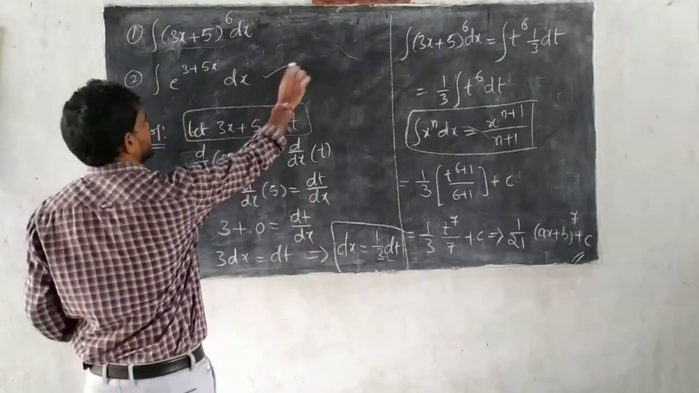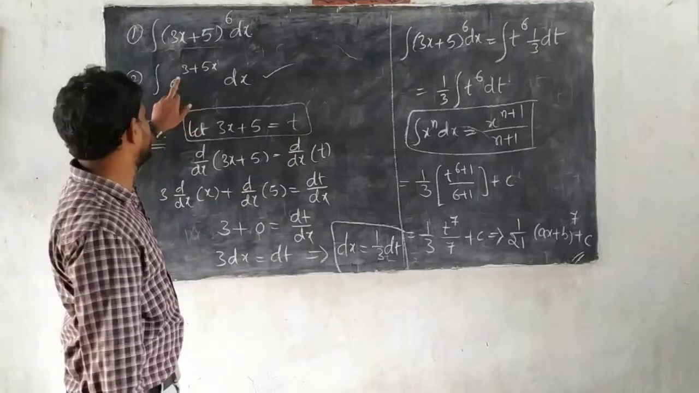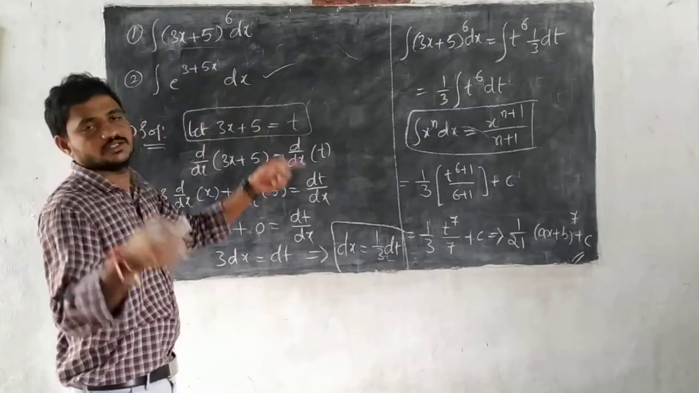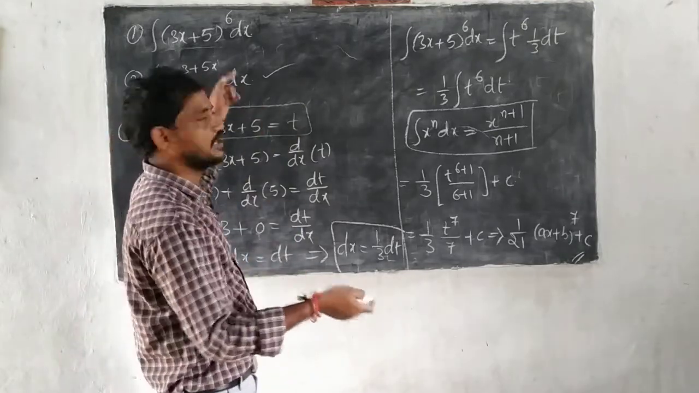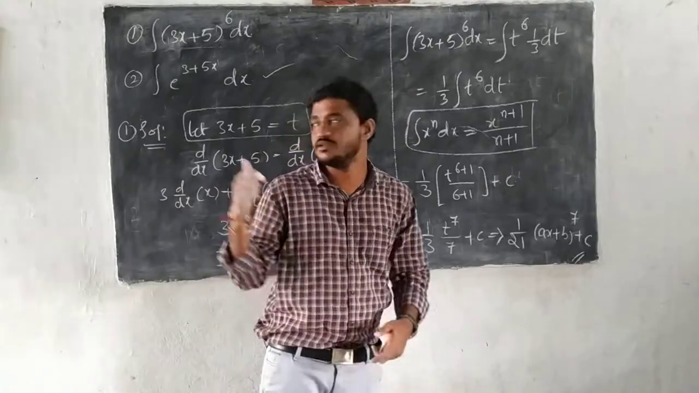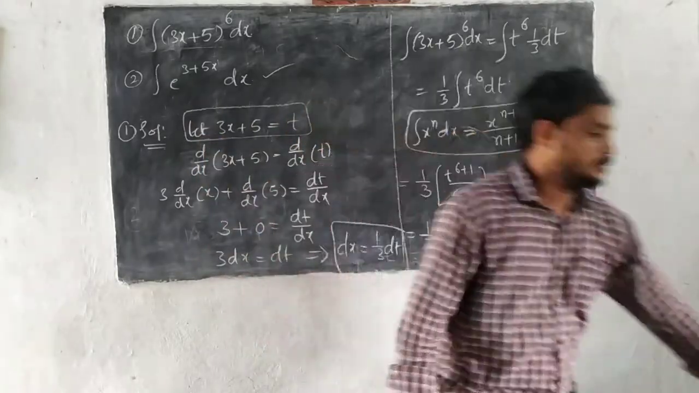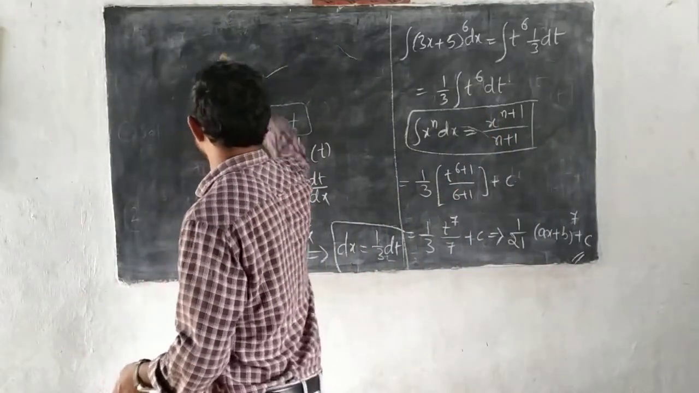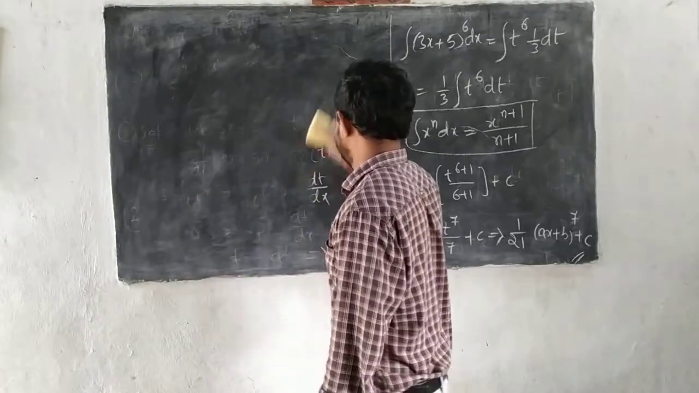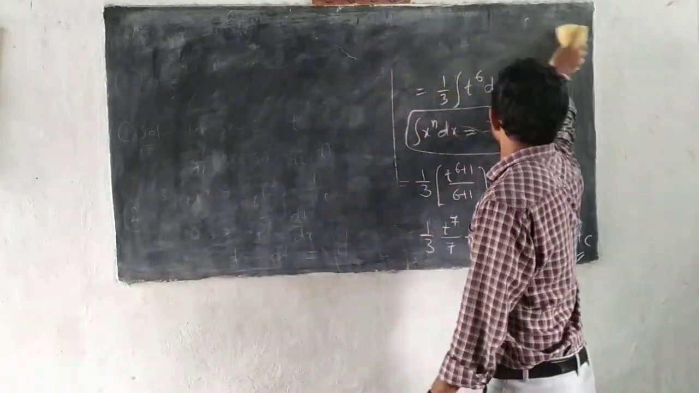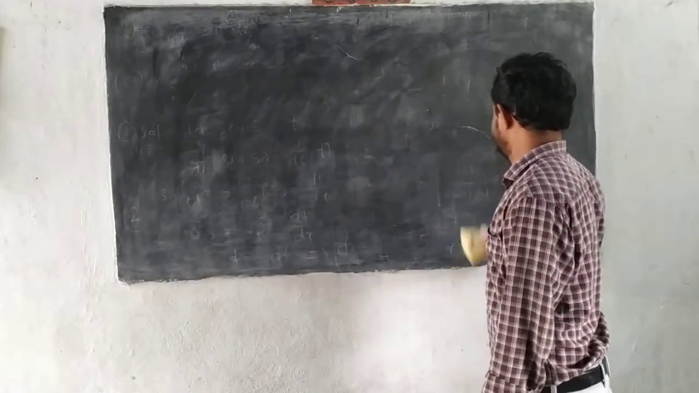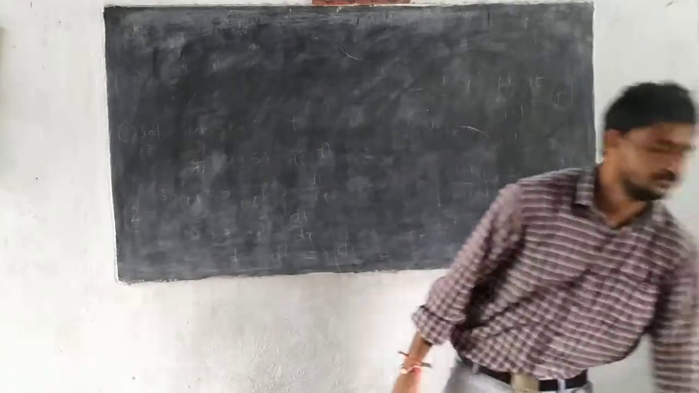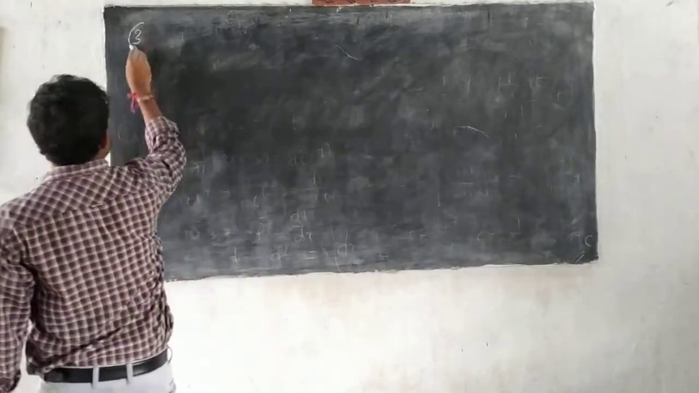Similarly, the second problem: integral of e power of 3 plus 5x into dx. Similarly, consider this 3 plus 5x as t. So you will get integration of e power of t into 1 by 5 into dt. Solve that problem similarly. Let us take one more problem.